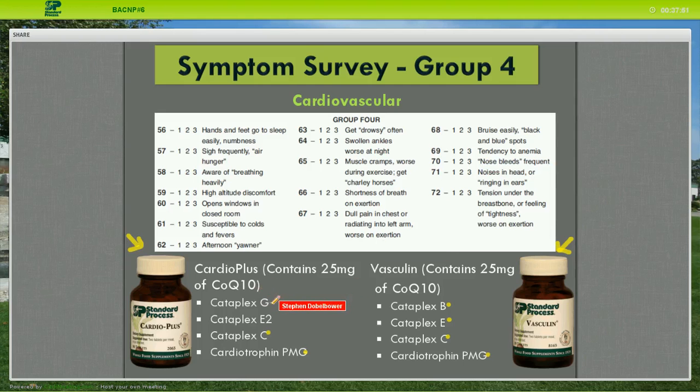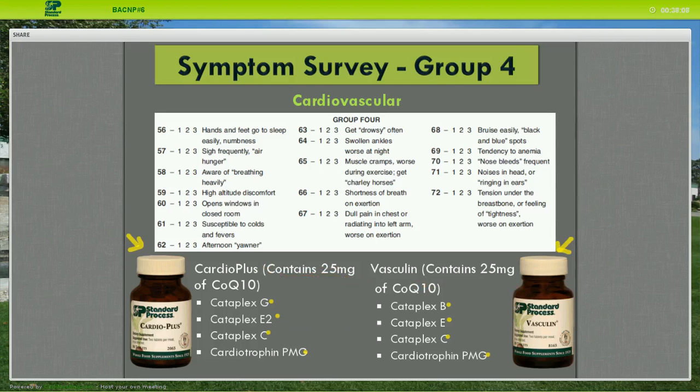Whereas Cardio Plus tends to be the relaxing vasodilatory effect. So it's not uncommon to hear it talked about: give Cardio Plus for the hypertensive patient or the high blood pressure patient, and give Vasculin for the low blood pressure patient.